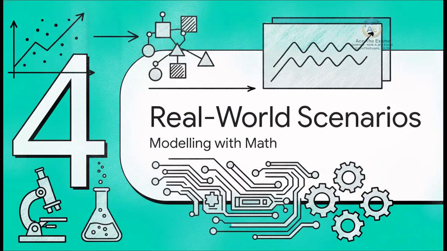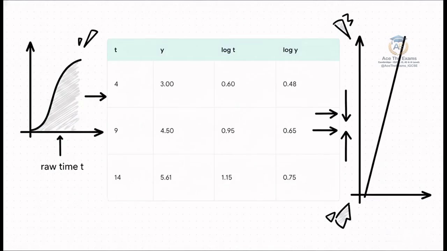Let's go. Let's bring this all together in Section 4, Modeling Real-World Scenarios. Time to apply our exam strategy to actual data. All right, challenge 1, data scan. I'm virtually putting 60 seconds on the clock. Look at this data table tracking mass over time. If you plot t against y, it curves. But look at the bottom 2 rows. The raw data has been converted into log t and log y.